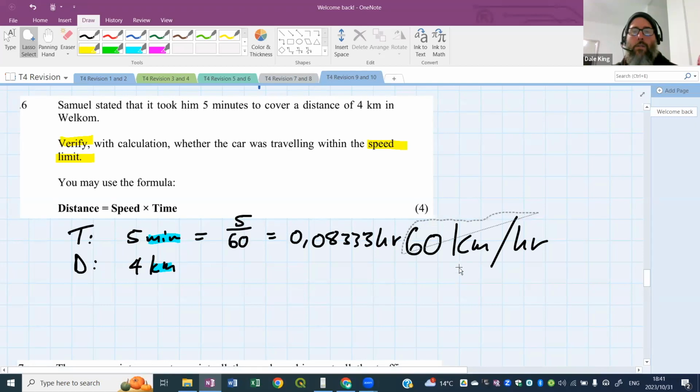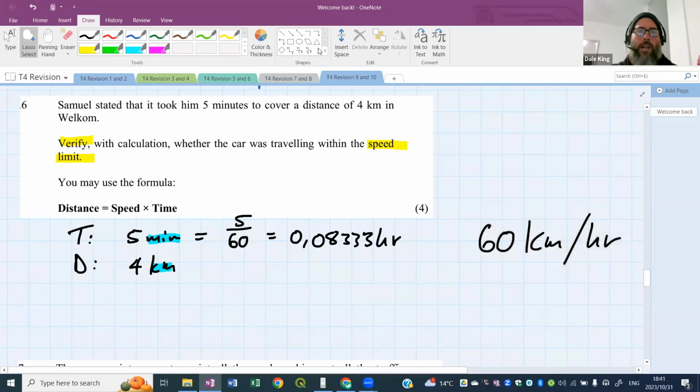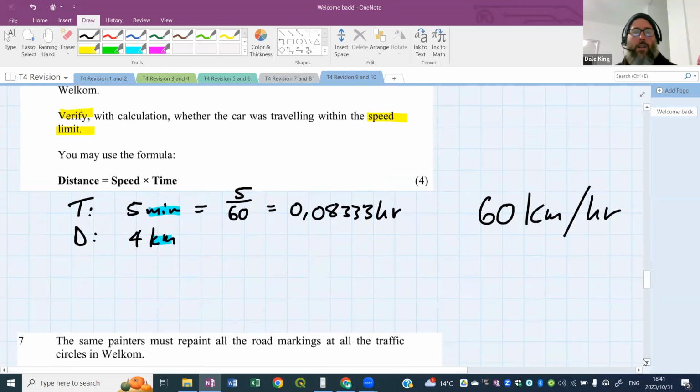Now, why am I putting in decimal hours? Because like we spoke about the first time we did this formula, this formula only takes decimal hours. So you have to change it into a decimal format here. Now the kilometers are good. We can put those straight in. Now we're going to go to the formula.